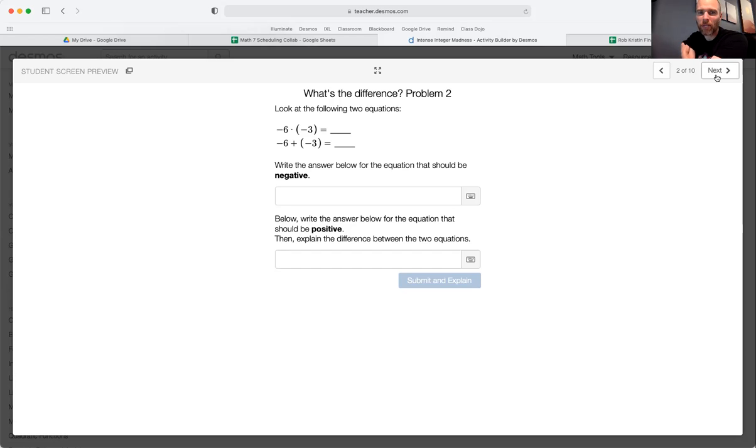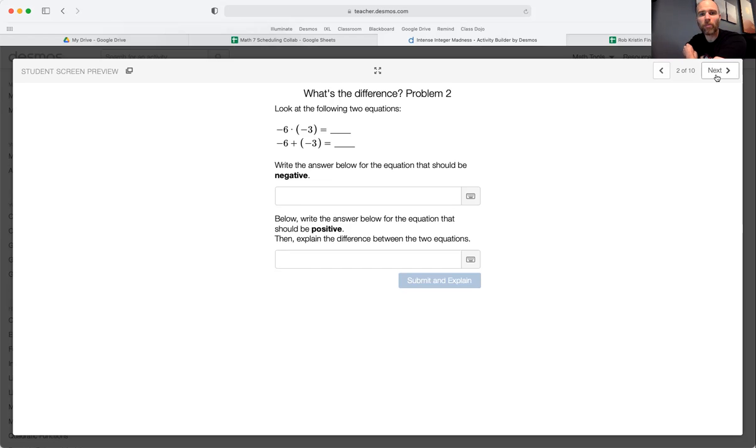Okay, so look at these. The top one is multiplication and the bottom one is addition. But other than that, the numbers are the same, right? -6 times -3 and -6 plus -3. One of these is going to turn out positive and one of these is going to turn out negative. The reason Mr. Wong and I chose to put this question in here is because we want to make sure that you're keeping your multiplication rules and your addition rules separate.